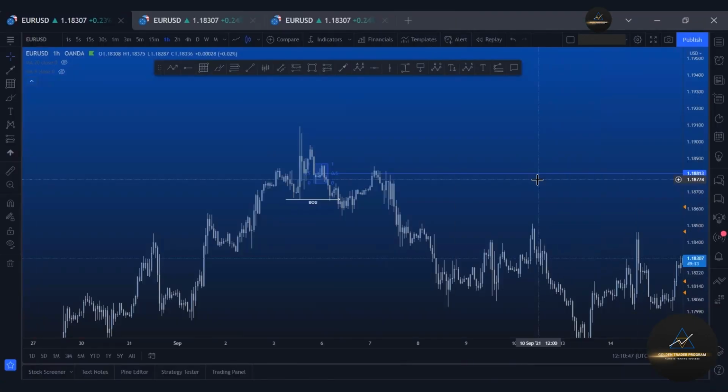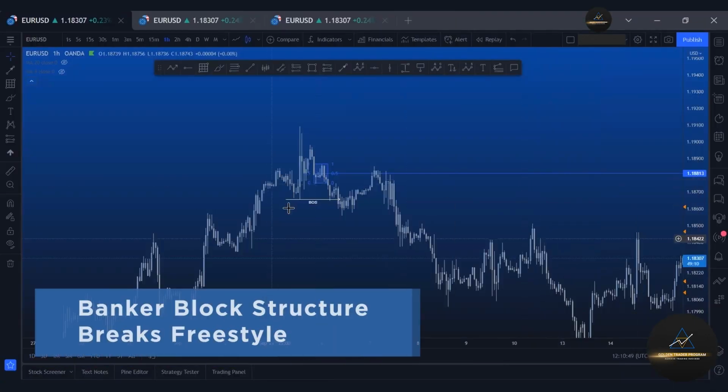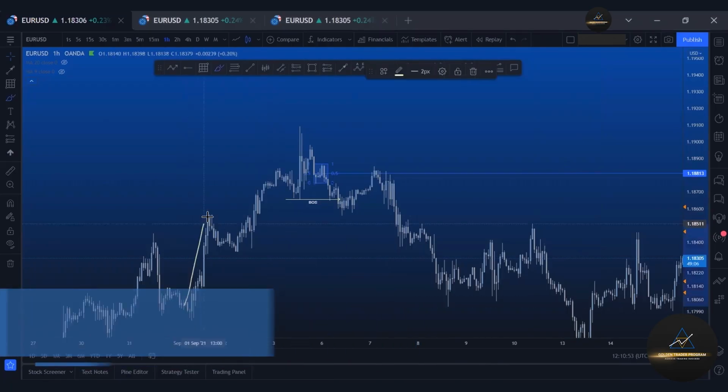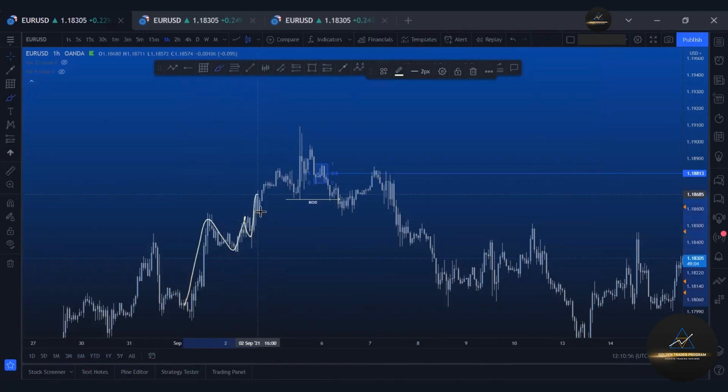And let's study this particular banker block here. But before we do that, let's follow structure. Price is obviously going up, pullbacks, little pullbacks, pullbacks. This is a very clear structure break, right? Nice strong body close above. So we've identified it's completely changed structure.